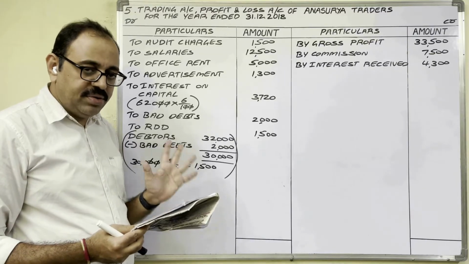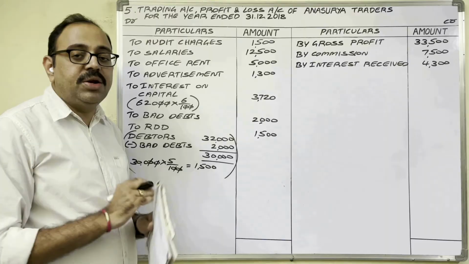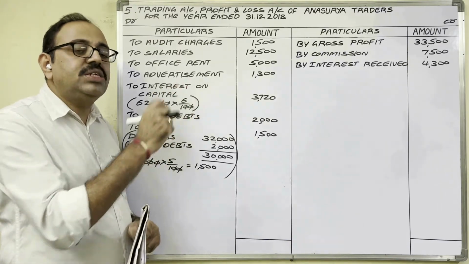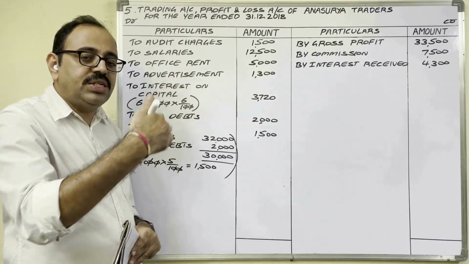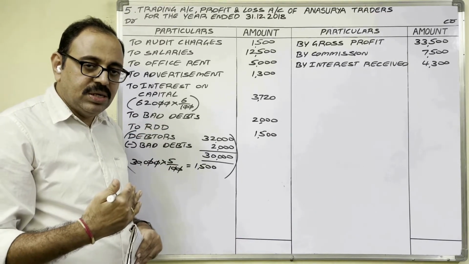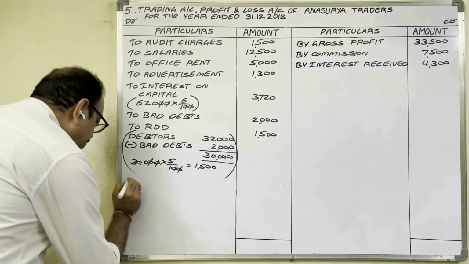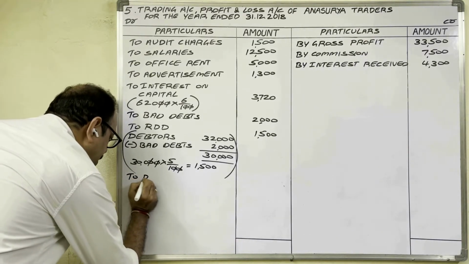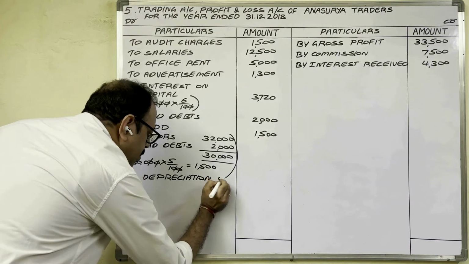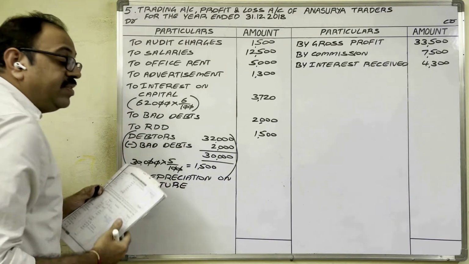We have considered that in the trading account. Last one, depreciation on furniture 10%. Furniture is a fixed asset. When we use any fixed asset, its value decreases. That loss is called depreciation. This is an indirect loss. P&L account debit side. To depreciation on furniture. Furniture value is available in the trial balance.